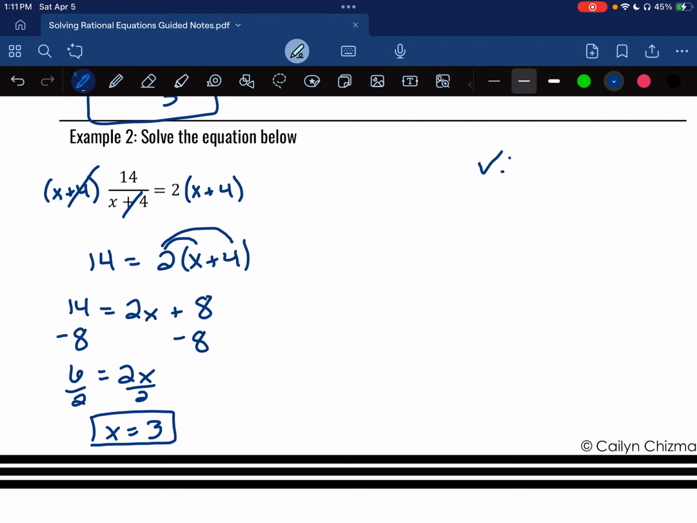All right, gotta check our work though. I got a little bit cocky, and I boxed my answer already before checking my work. So 14 over 3 plus 4. We're trying to see if that's going to be equal to 2. All right, 14 over 7. And of course, we know that is 2.